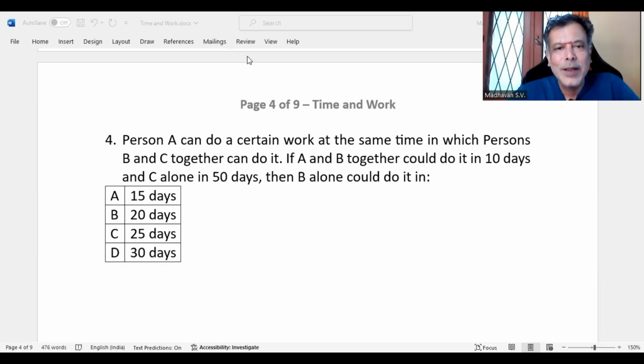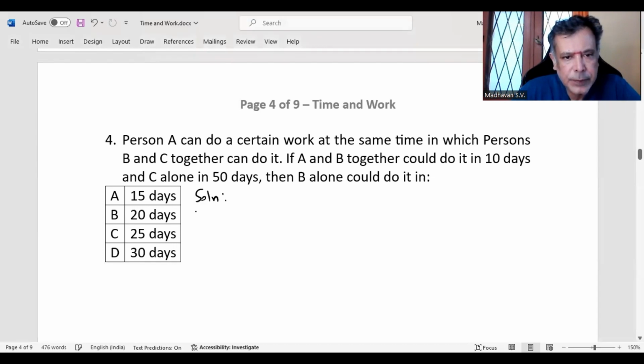Hello everyone. In continuation to the time and work topic, this is the second part, fourth question. Person A can do a certain work in the same time in which persons B and C together can do it. If A and B together could do it in 10 days and C alone in 50 days, then B alone could do it in how many days? That is what we have to find. So let us proceed with it.